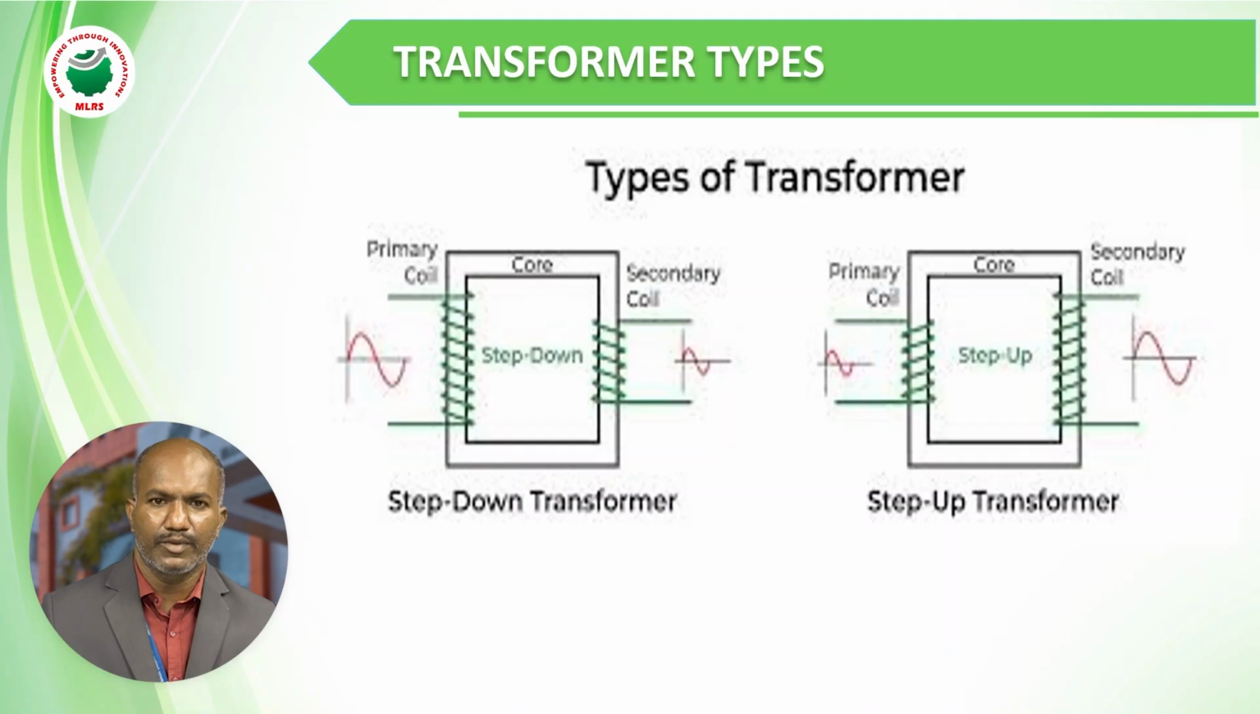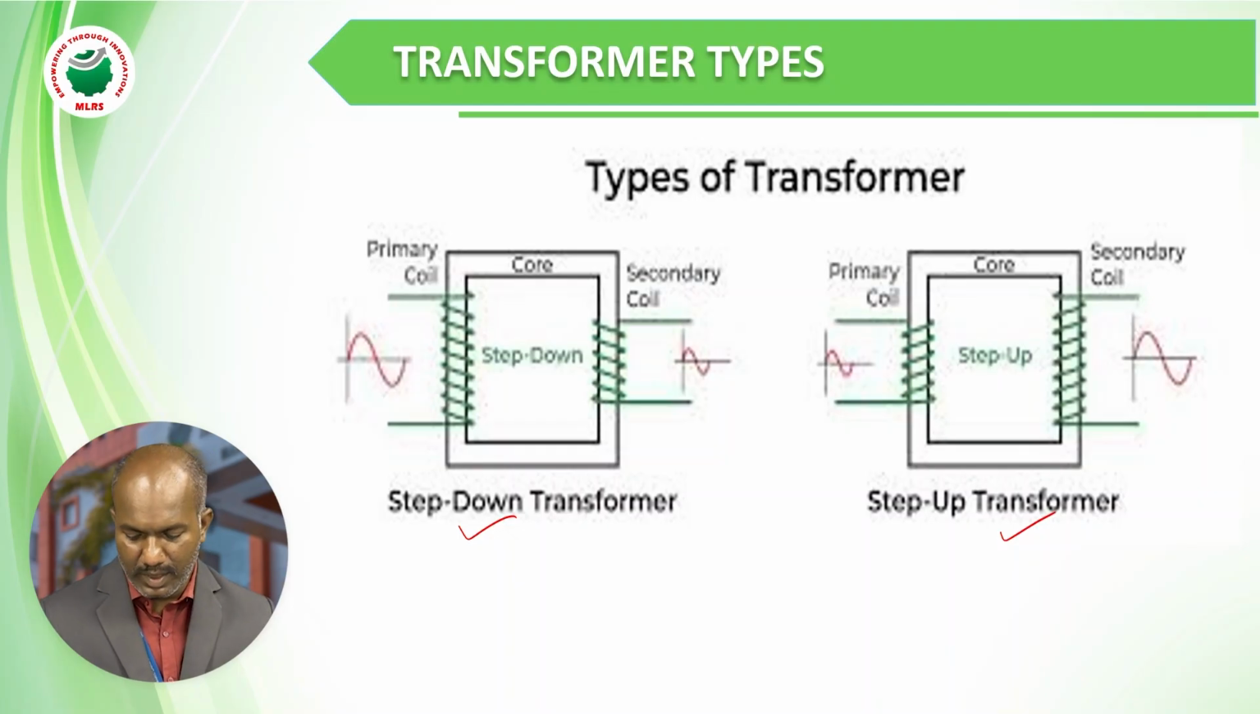Now, types of transformers according to voltage level. There are two types of transformer corresponding to voltage levels. One is the step up transformer and the second one is the step down transformer. What is a step up transformer? If the voltage across the load is greater than the supply voltage, then that is called a step up transformer. What is a step down transformer? If the voltage across the load is less than the supply voltage, then that is called a step down transformer.